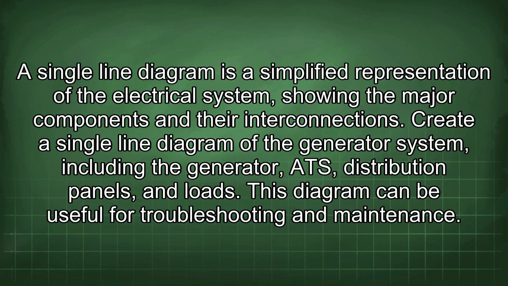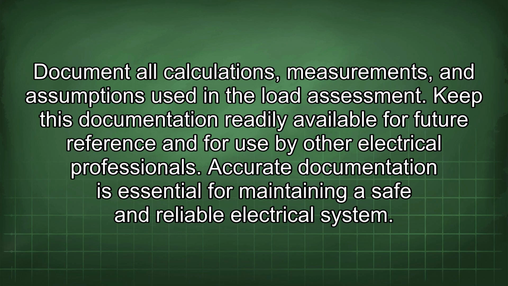A single line diagram is a simplified representation of the electrical system, showing the major components and their interconnections. Create a single line diagram of the generator system, including the generator, ATS, distribution panels, and loads. This diagram can be useful for troubleshooting and maintenance. Document all calculations, measurements, and assumptions used in the load assessment. Keep this documentation readily available for future reference and for use by other electrical professionals. Accurate documentation is essential for maintaining a safe and reliable electrical system.